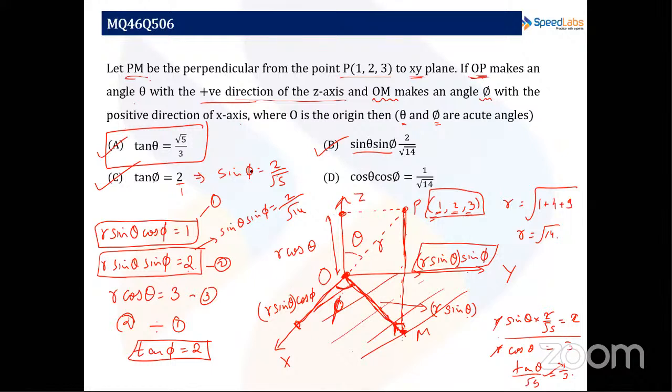Now we have the value of sin phi, so we can find the value of cos phi. Cos phi will be 1 by root 5. We also have the value of tan theta, or we can easily say we have the value of cos theta from here. Cos theta is 3 by root 14. So 3 by root 14 into 1 by root 5 is not equal to 1 by root 14. So our option number D is not correct. So correct answers are A, B, and C.